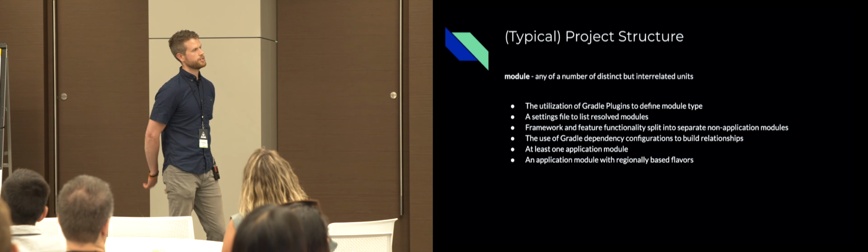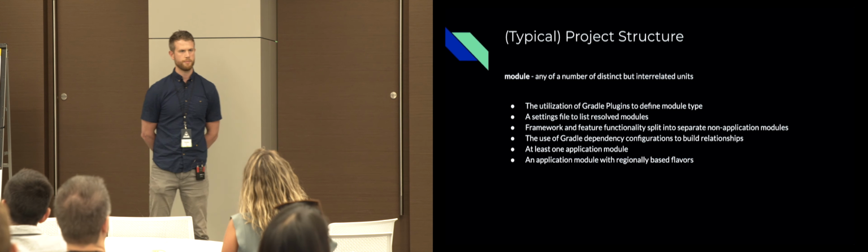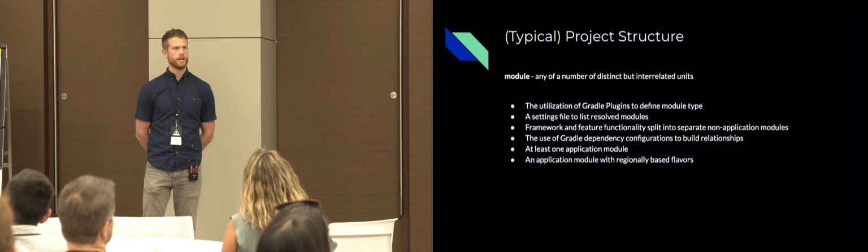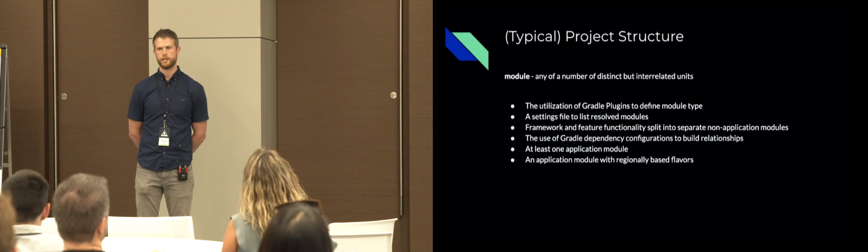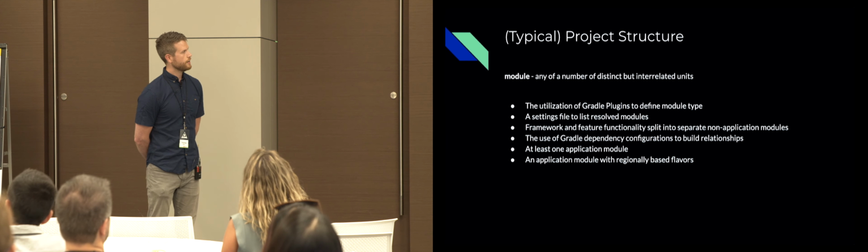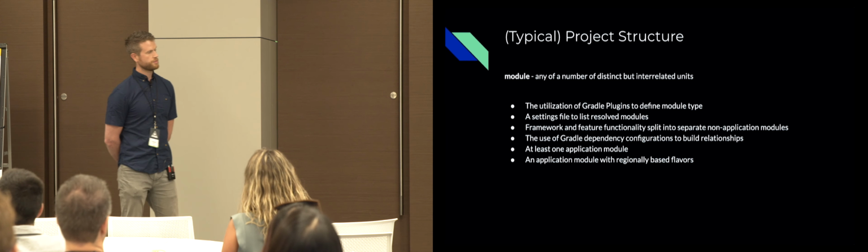And then at least one application module. So if you're building an SDK, this would typically be like a test harness. For an actual application, this would be your application module. And then an application module with regionally based flavors.